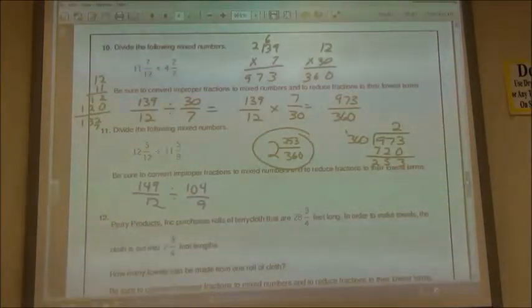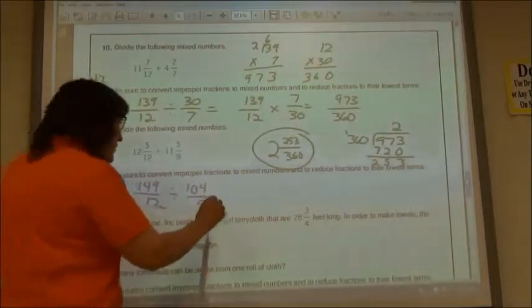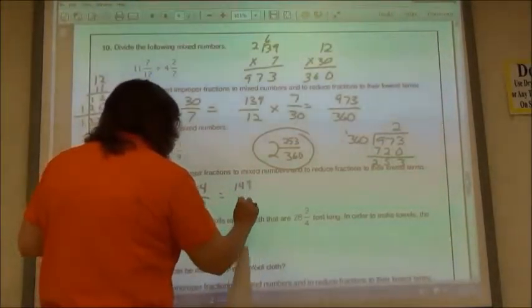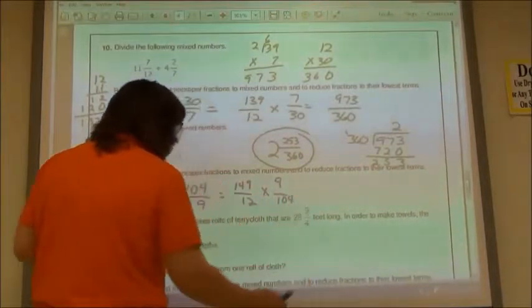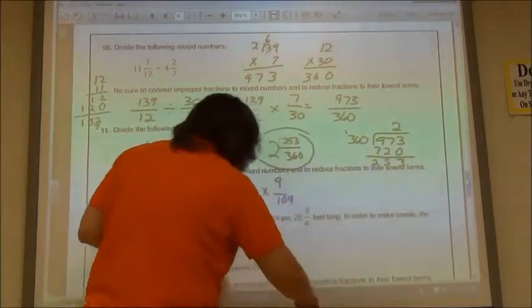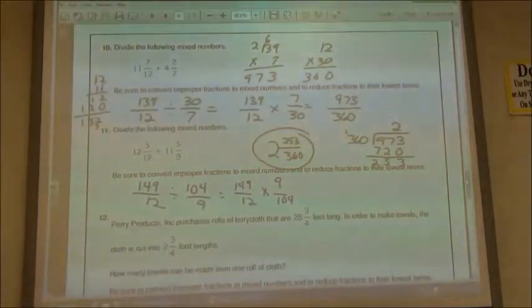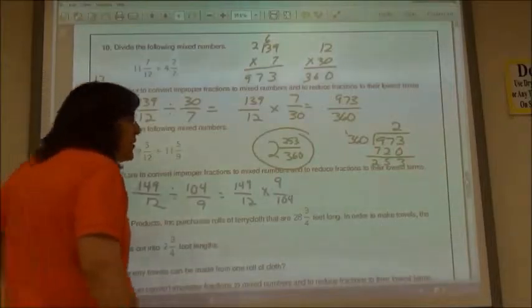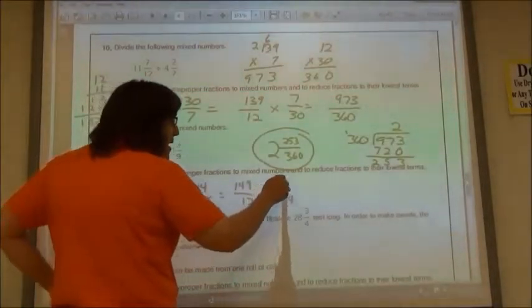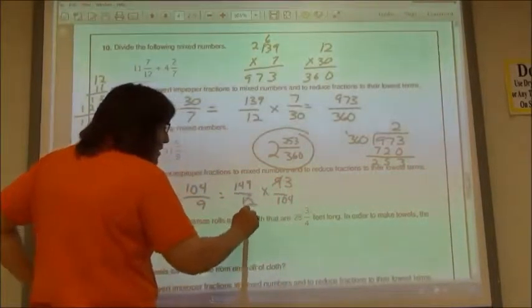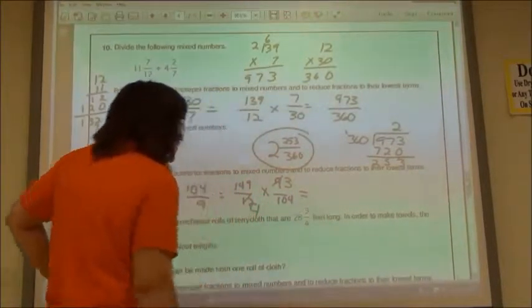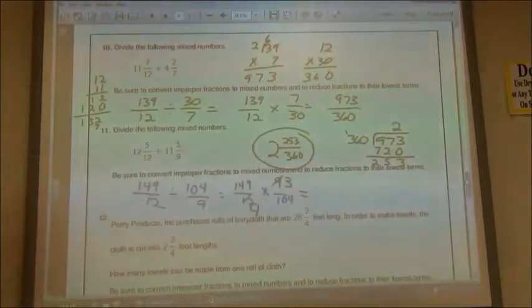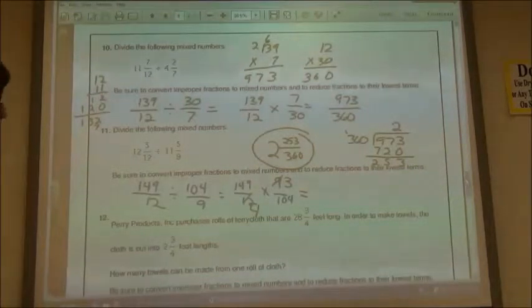I'm dividing, so I have to invert and multiply. So I'm going to have 149/12 times the reciprocal, 9 over 104. Can't think of anything that would go into 149 and 104, but the 9 and the 12 can be reduced a little bit. I can divide by 3. 3 goes into 9 3 times and into 12 4 times. Switch colors here. And so I've got to take 149 times 3 and 104 times 4.